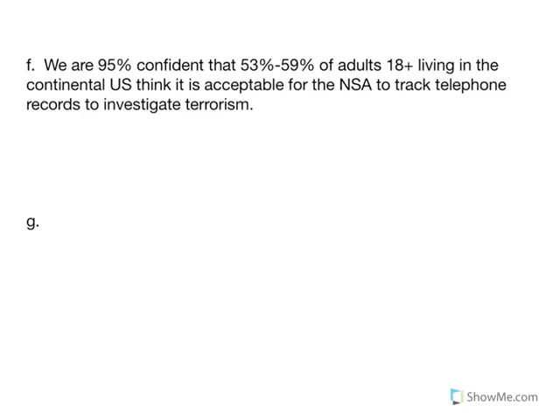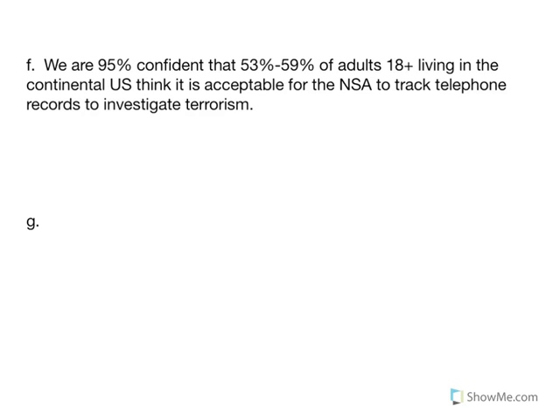So looking at F, my statement using the confidence interval. Again, it's like Mad Libs. We are 95% confident that my interval is 53% to 59% of, who are we talking about? The adults 18 and over living in the continental U.S. Now, what do those people do? They think it is acceptable for the NSA to track telephone records to investigate terrorism. Do you need all of that? Yes, you do.